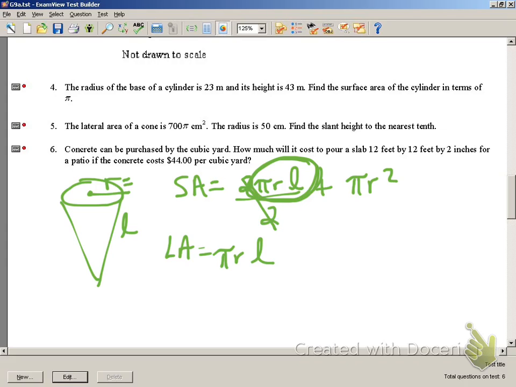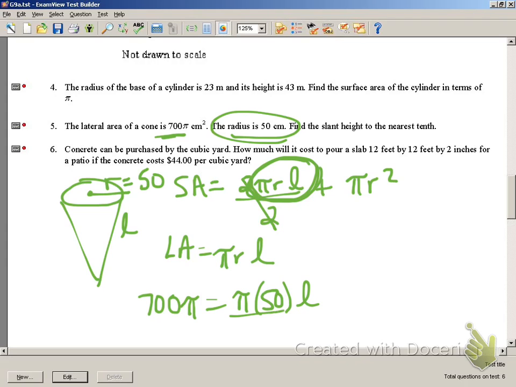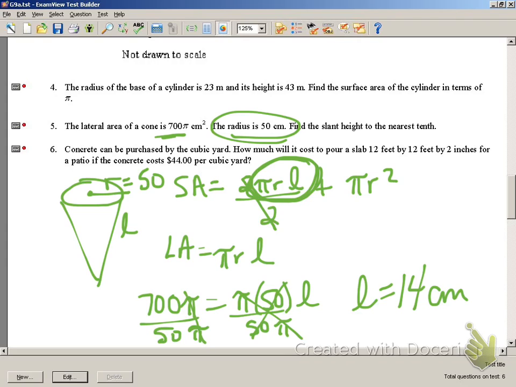Now, we're told in our problem that the radius is 50 centimeters. Find the slant height. So plug in what we know. Lateral area is 700 pi, and pi times 50 L. Well, we can divide both sides by 50 pi. And when we divide by 50 pi, the pi's of course cancel. So I have 700 divided by 50. So L equals 14. And we are in centimeters. So that's how you find the slant height.